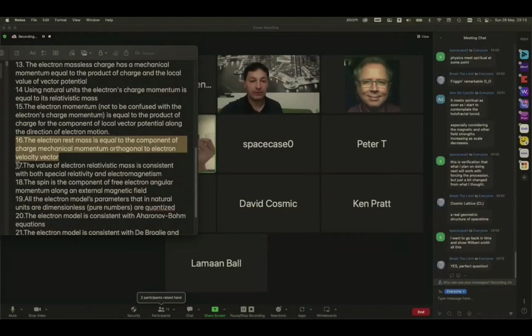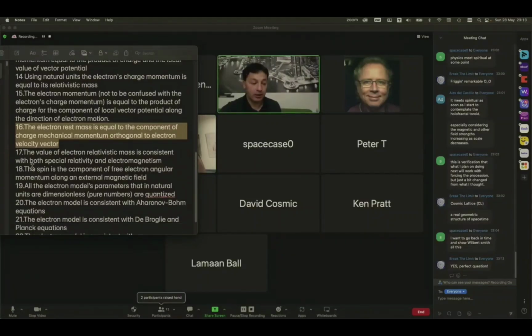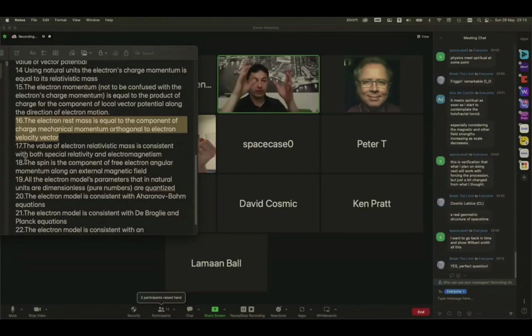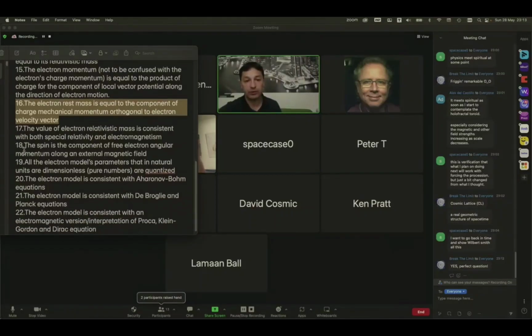17. The value of electron relativistic mass is consistent with both special relativity and electromagnetism. Yes, exactly, and that we describe in the book. I think that's an important result, that Einstein's relativistic mass formula you get automatically just by Lorentz transformation. So you look at this electromagnetic field configuration, you do Lorentz transformation, taking Doppler effects into account, and you get automatically Einstein's mass formula.